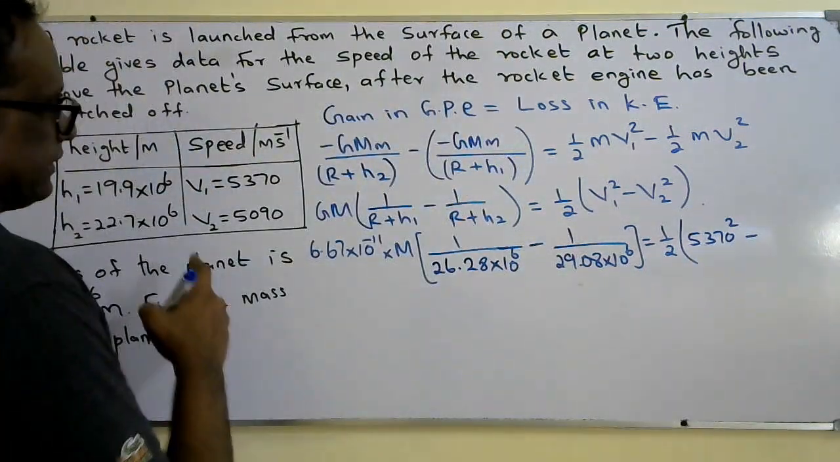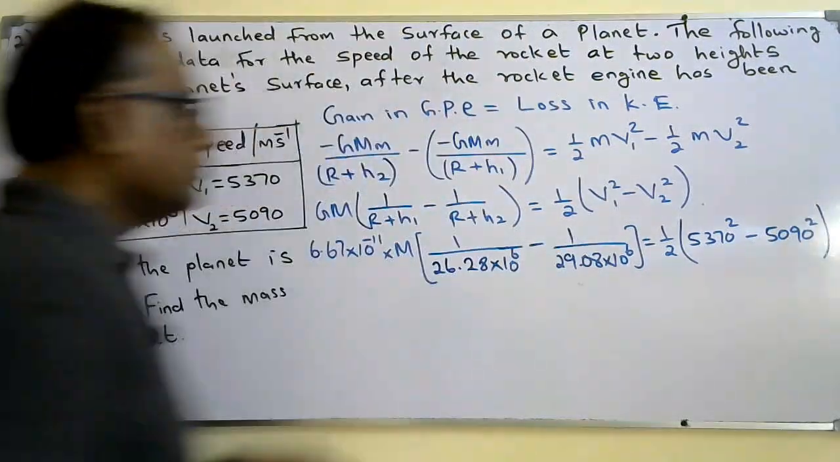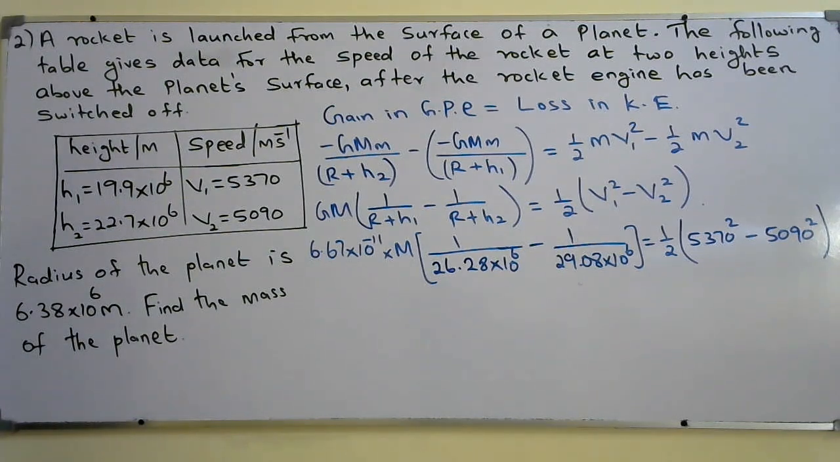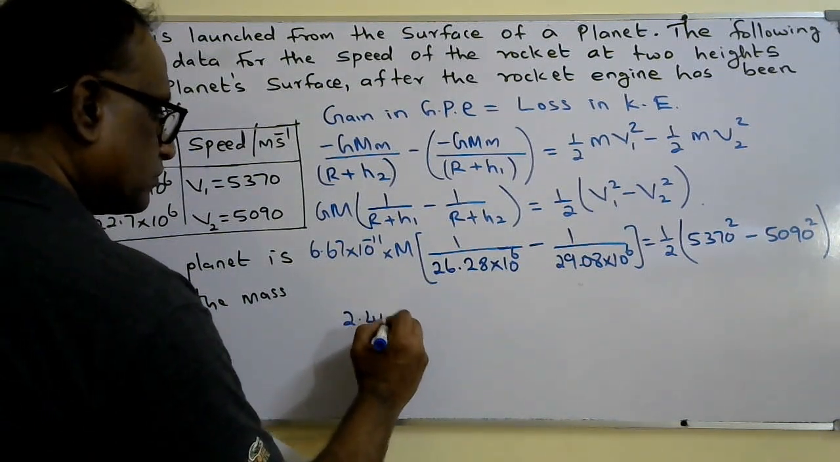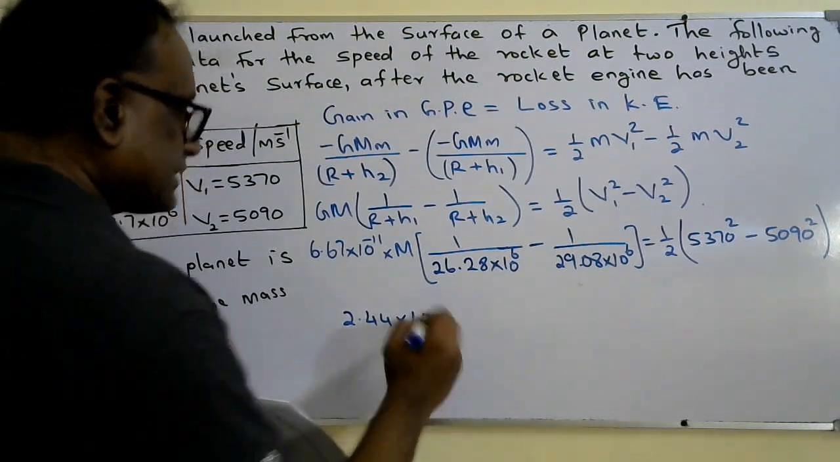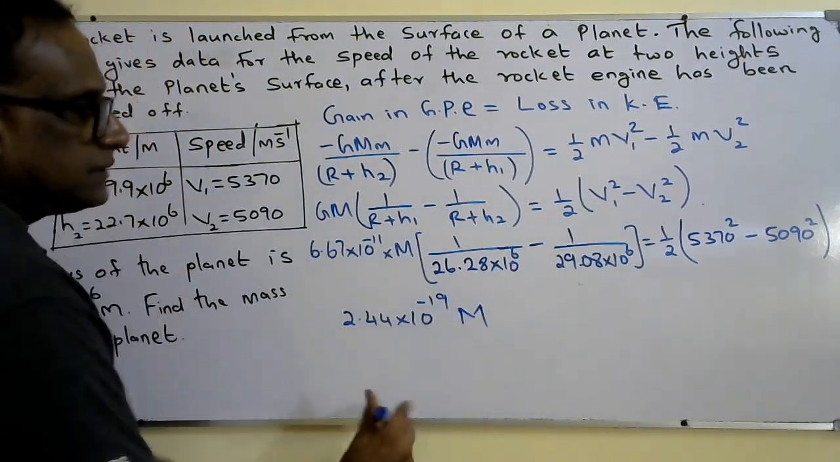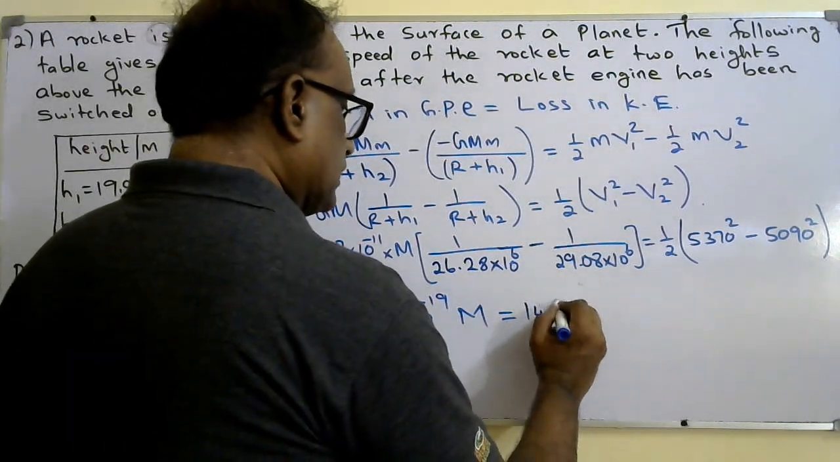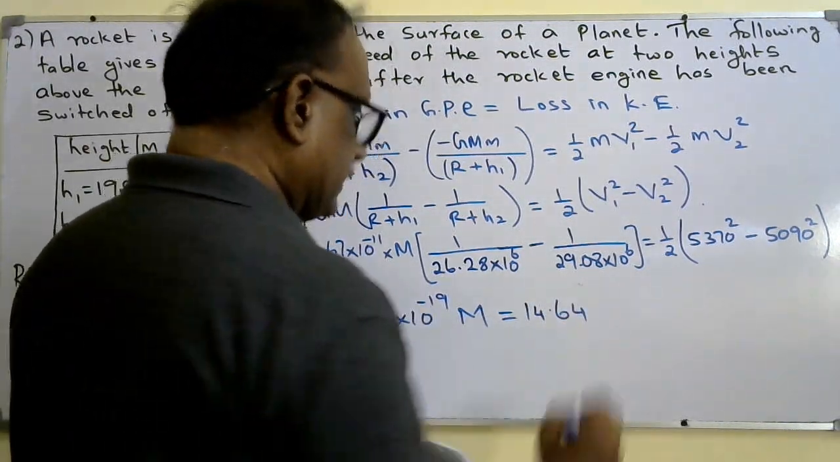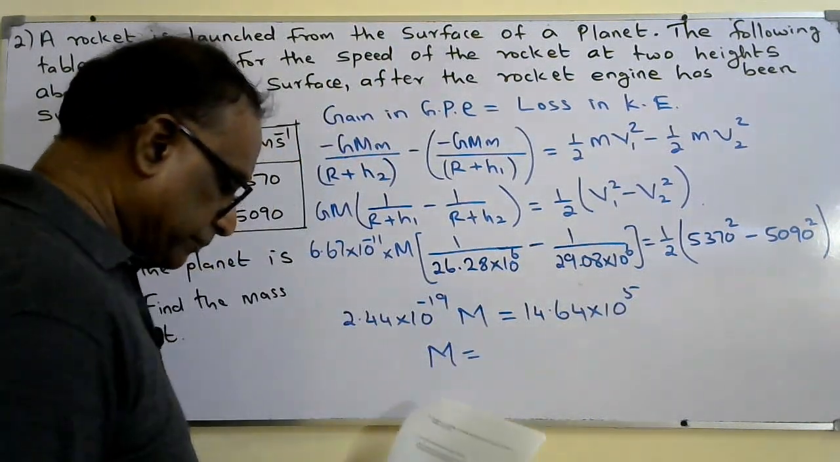Okay, so we know everything. All the numbers we know. Only thing is to solve it a bit carefully. When you solve the left side, you will get 2.44 into 10 to the power minus 19 M. If you solve everything, you will get this much. On the right side, when you solve this one, you will get 14.64 into 10 to the power 5. So finally you will get 5.99 into 10 to the power 24, that is 6 into 10 to the power 24 kilograms.